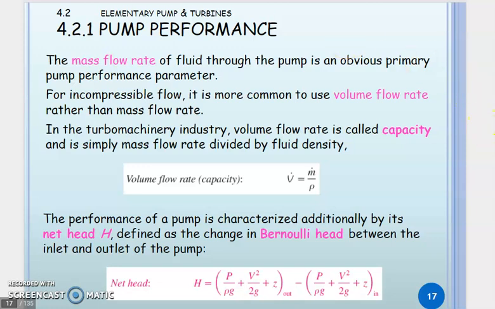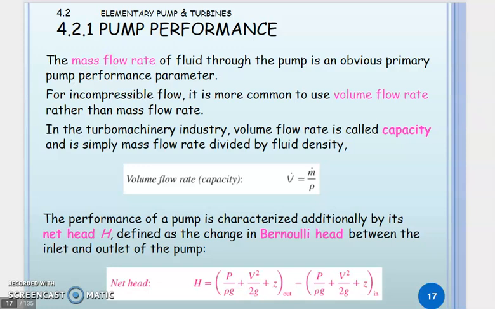So today we're going to start with lecture 4.2, pump performance curve. In this subchapter, you're going to learn how we determine pump performance, what are the parameters that are being measured, and some of the standard analysis that needs to be done in order to determine the performance of a pump.